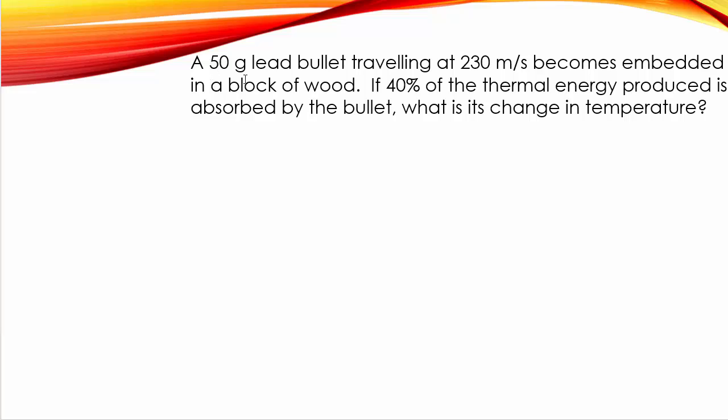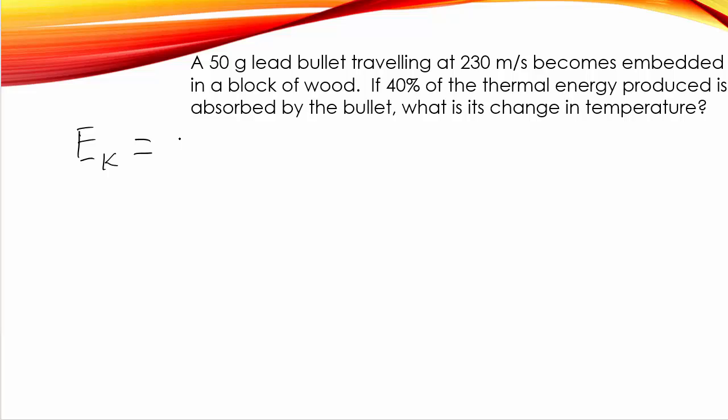If we've got a bullet traveling pretty quickly and it gets embedded in a block of wood, 40% of the thermal energy produced is absorbed by the bullet. What is the change in temperature? So we have quite a few things going on here, right? We have a traveling bullet, and what type of energy does that start with? Well, it starts with kinetic energy, right? And once it hits the wood, then we've got thermal energy.